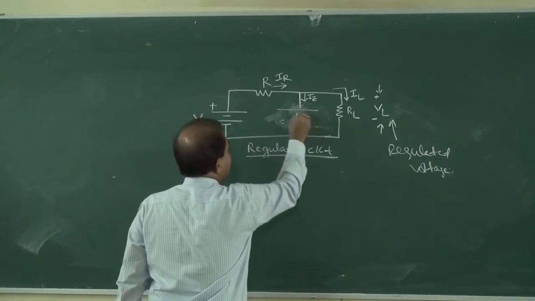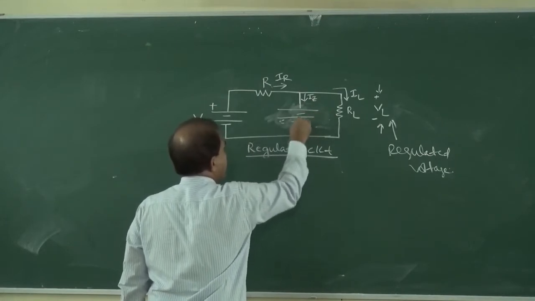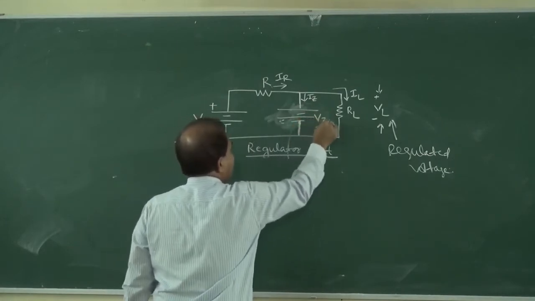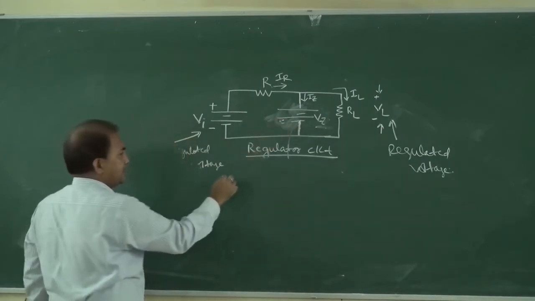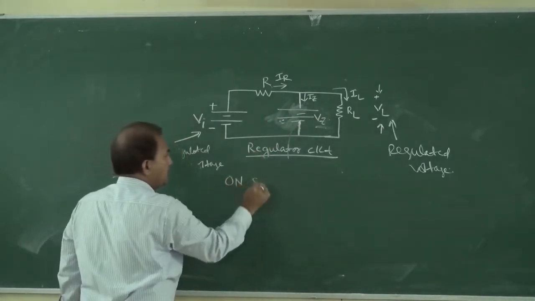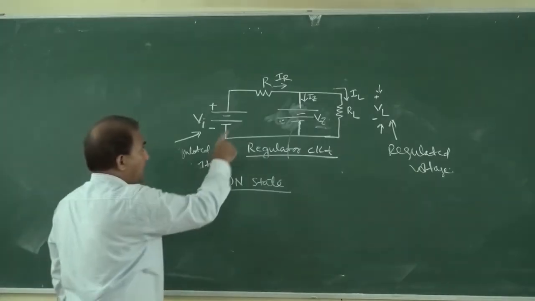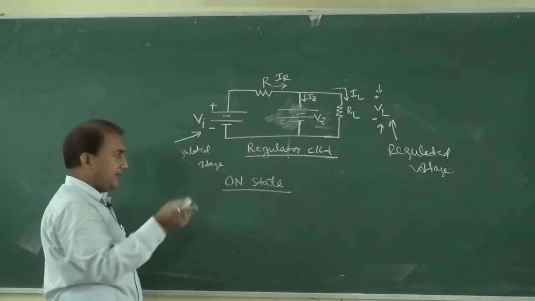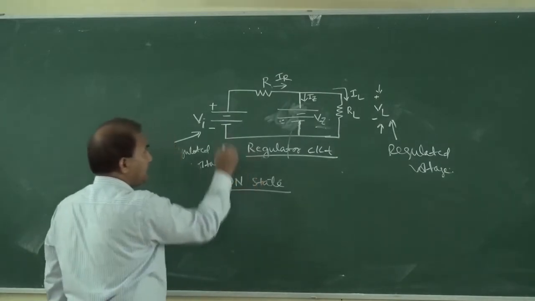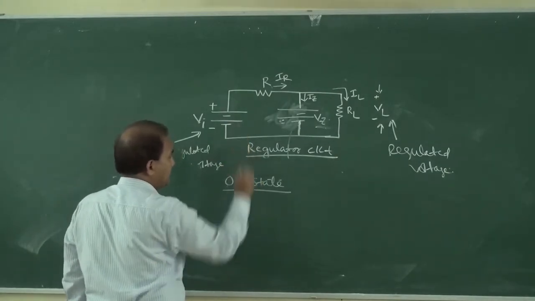So it is replaced with this. This is Vz. This is in on state. Okay. Now in on state, how we can express IR?